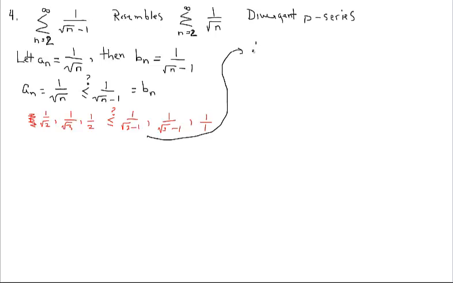So therefore, by DCT, the given series is going to diverge, because it's larger than an already divergent series. So by the DCT, the series is going to diverge.